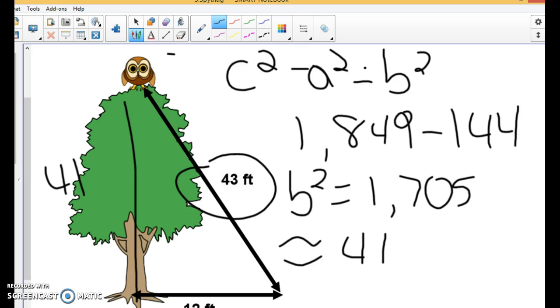Again, it makes sense. My hypotenuse is my biggest side. So 43 is bigger than 41, and 43 is also bigger than 12. So I know that it could still be the correct answer.